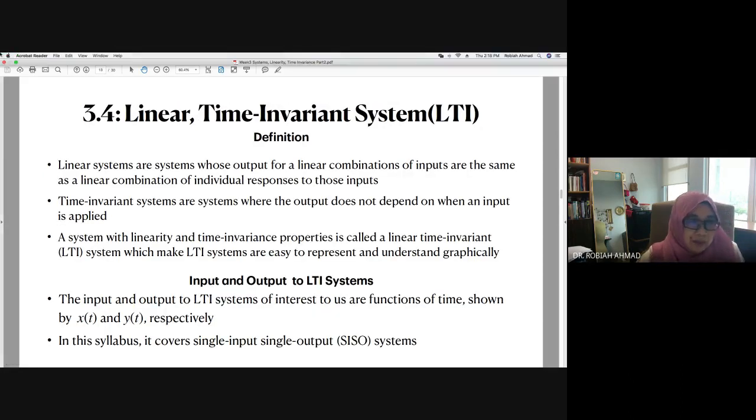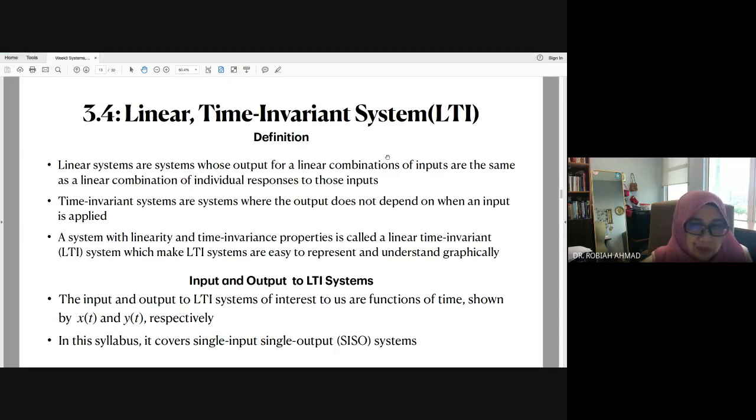Okay, so while these two, especially these two, the linearity and time invariance, are important, because this LTI, the combination of linear and time invariant, is the system that we're going to look at throughout the course. So when the system has the linearity property as well as the time invariant property, the system is called linear time invariant. Linear systems are systems, kita define balik semula.